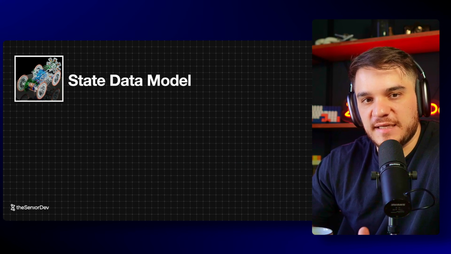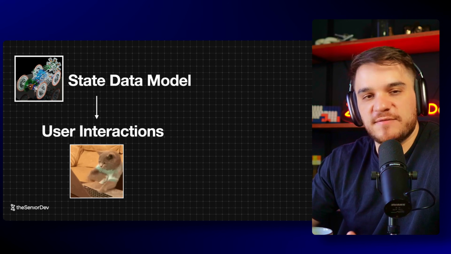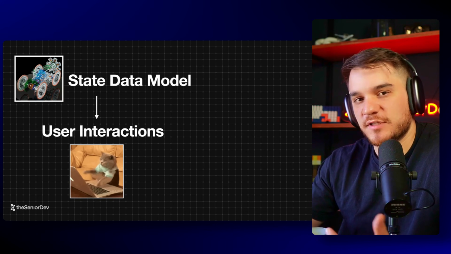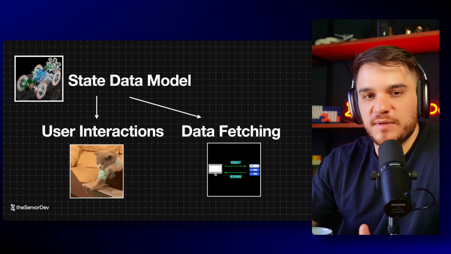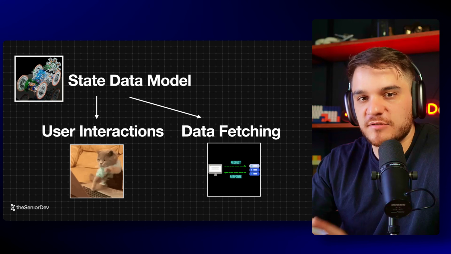Basically, state comes from two places in the application. Number one would be satisfying any user interaction, which usually means things will be dynamic because we need to respond to input. And number two would be data fetching. So 99% of all state you see in an application will come from these two directions.